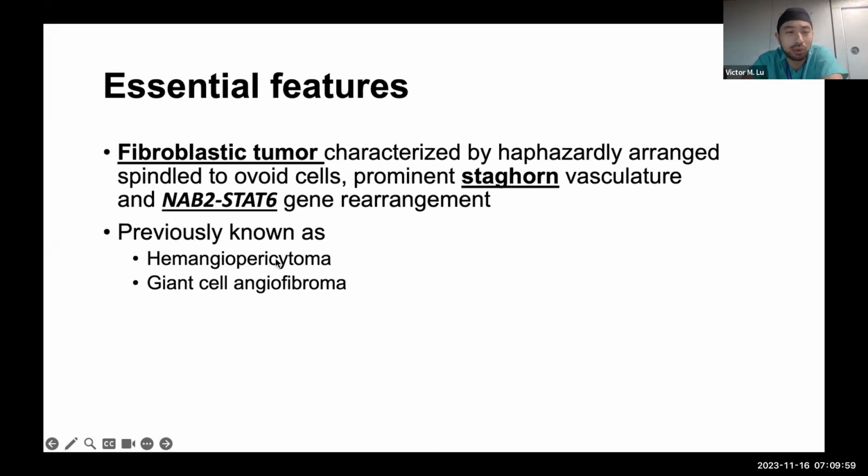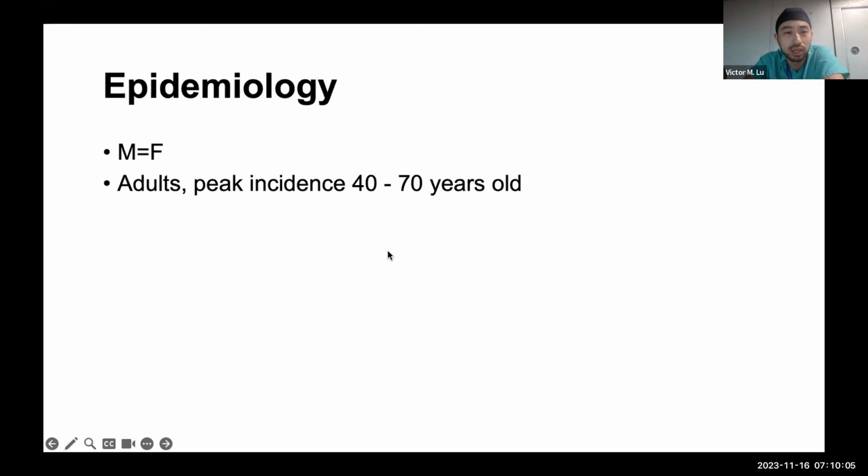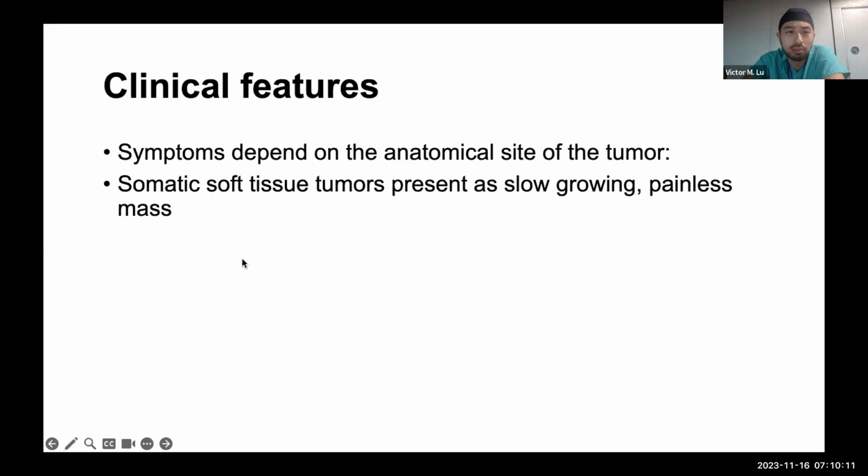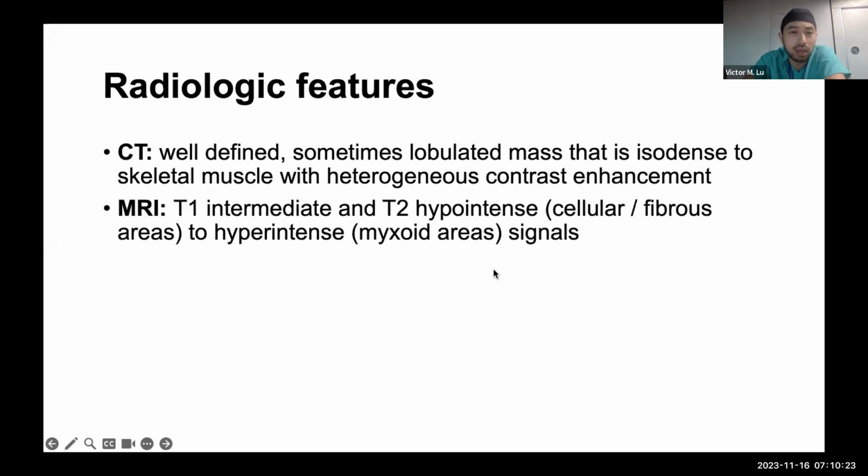You may also recall the name hemangiopericytoma as well, similarly for this diagnosis. In terms of occurrence, equal gender and mostly in adults. And the symptoms primarily depend on the anatomical site, obviously can occur in the brain, in the head, but also outside. And it's typically characterized by a slow growth pattern.